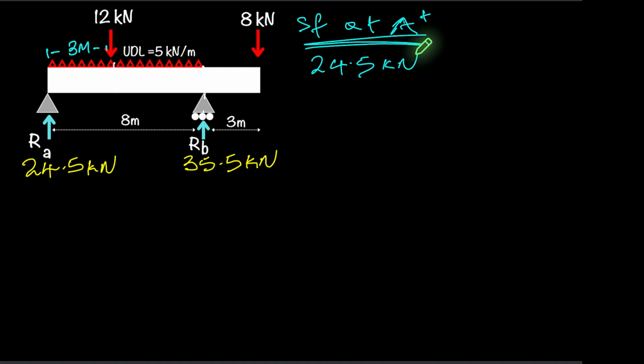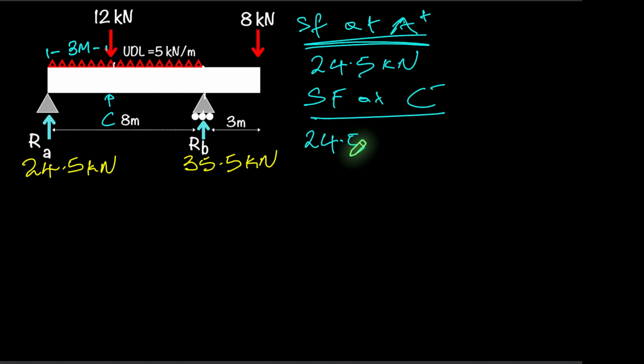So now we're going to move along the UDL, and for the UDL, at every meter, we're going to lose 5 kilonewtons of shear. So at 3 meters, and that's going to be just before the 12 kilonewtons, so I'm going to write that as SF for shear force at, I'll use C to mark that point, at C minus. So right here, that point, I'm labeling it at C. So at C minus, this is what we'll have.